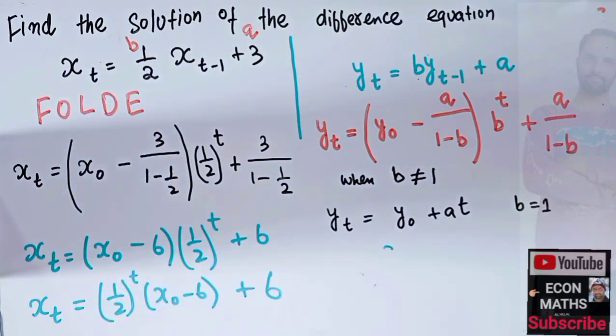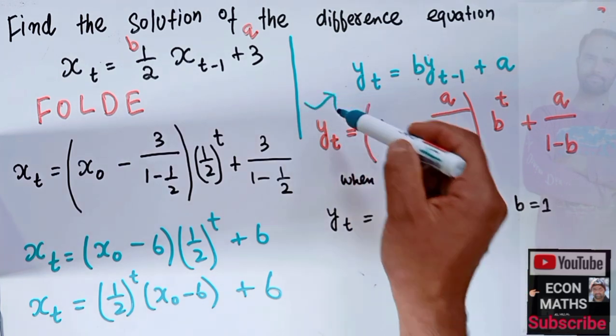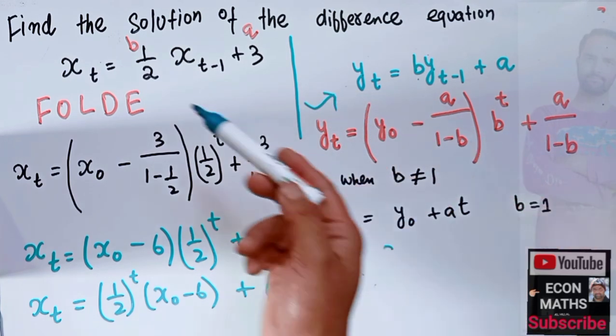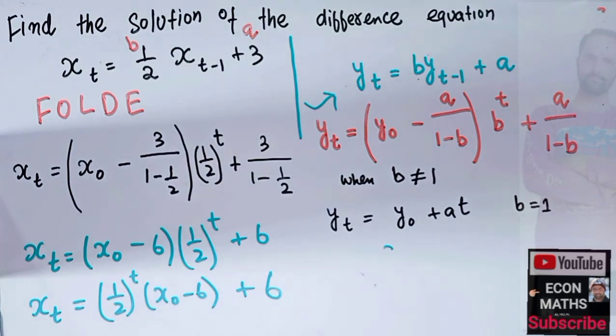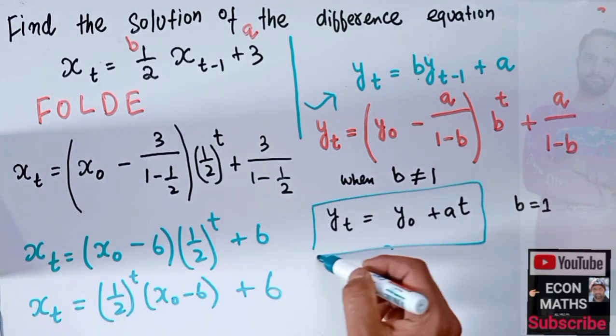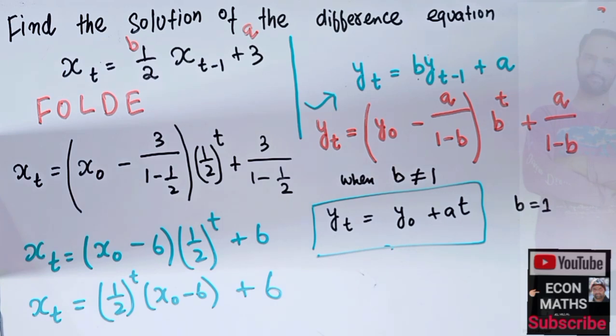We are applying this formula because b, which is 1 upon 2, is not equal to 1. If b was equal to 1, then we would have applied this other formula for getting the solution of this difference equation.